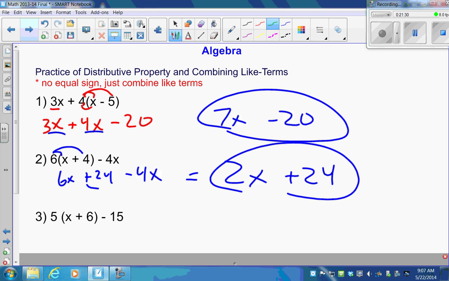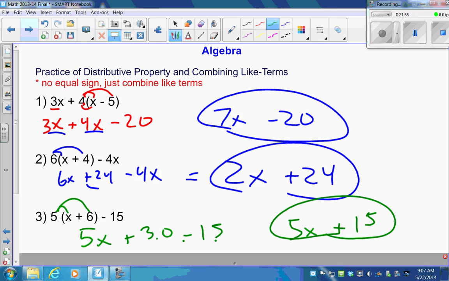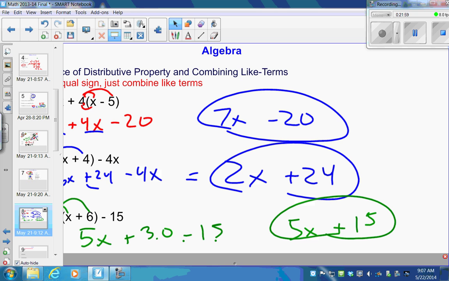And last one. Pause it now if you have not done it. All right, distribute this out. 5 times x is 5x. 5 times 6 is 30. And I have minus 15. Now I have no x's to combine, so that 5x is by itself. I can combine the 30 and the minus 15. 30 minus 15 is positive 15. That is combining like terms.